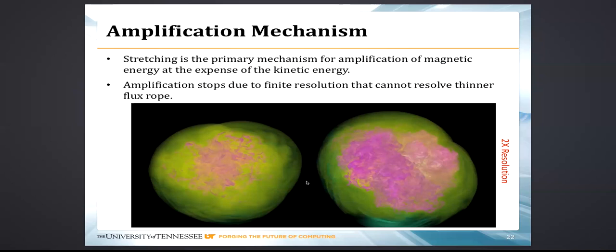In our simulation, the amplification stops because we have finite resolution and cannot resolve thinner flux flow. The highest resolution that we ran is 1024 cubed. So we ran with over 1 billion cells on 64,000 processors, and it costs hundreds of thousands of CPU hours, obviously. Even in this case, we still cannot resolve the thinner flux flow further. Had we been able to run with higher resolution, we would probably see even more amplification, but we haven't done that.